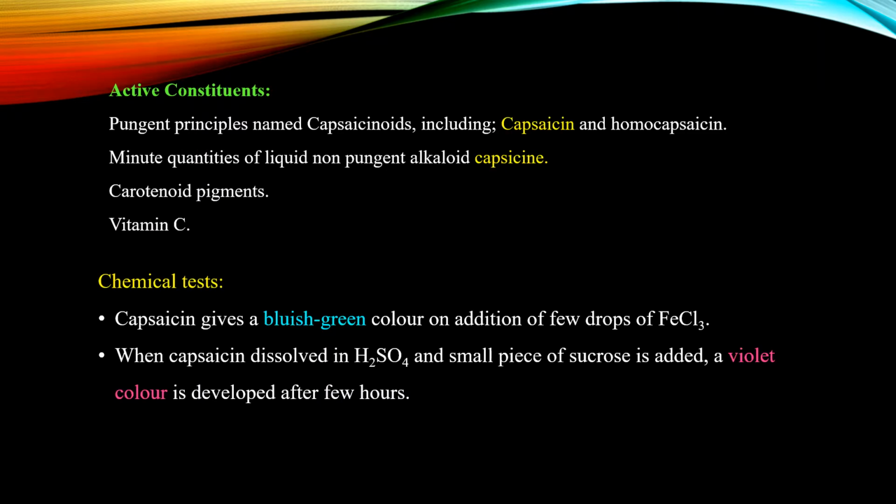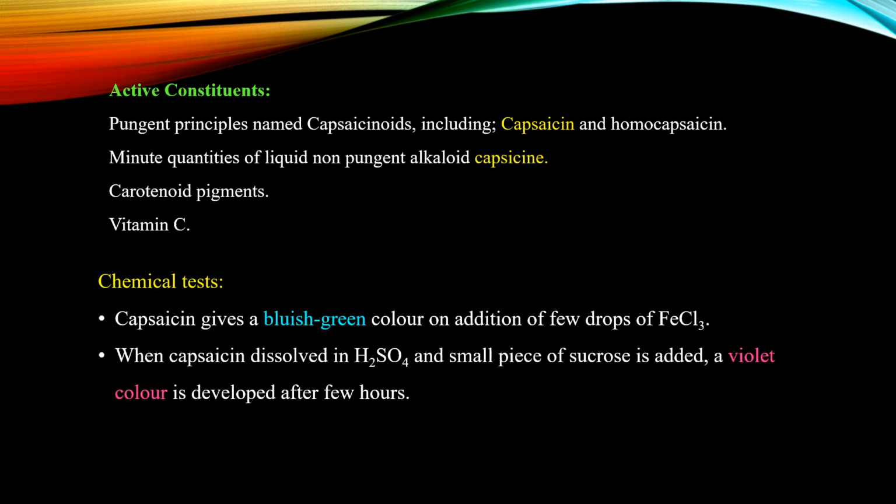The active constituents in capsicum are pungent principles known as capsaicinoids, including capsaicin and homocapsaicin, in addition to small amounts of a liquid non-pungent alkaloid known as capsicine, carotenoid pigments, and vitamin C. So we have the pungent alkaloid principle responsible for the pungency of capsicum, known as capsaicin, and homocapsaicin, a liquid non-pungent alkaloid known as capsicine, in addition to vitamin C and carotenoids.